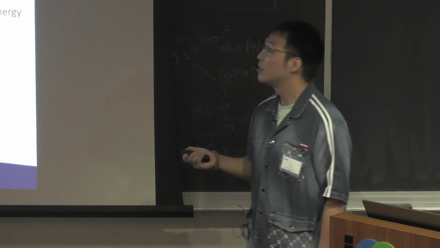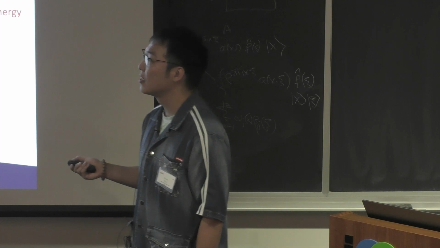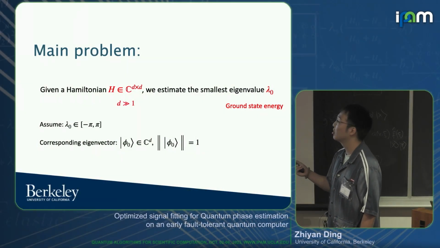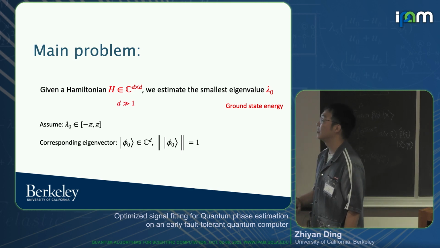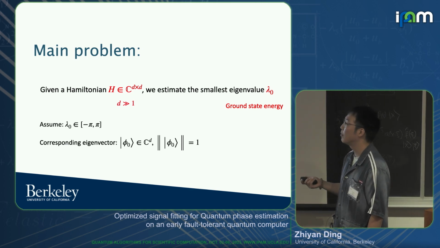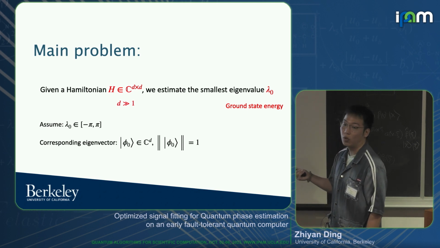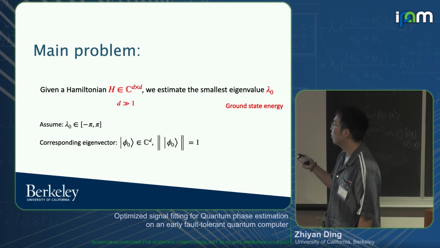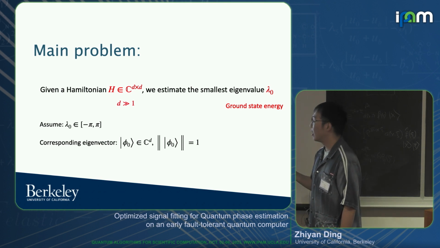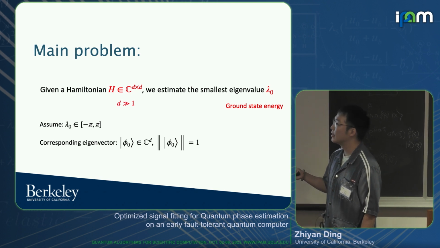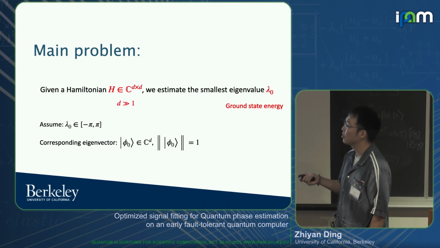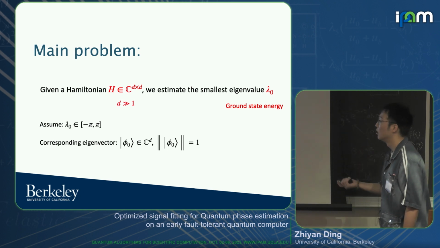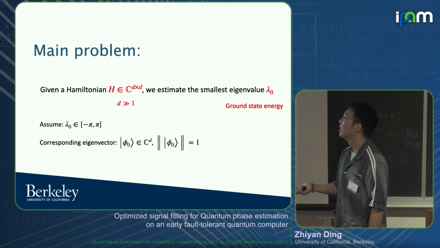For convenience, in the first part of my talk, I will mainly focus on the ground state energy estimation problem. This is a very popular topic in quantum computing. Essentially, we have a Hamiltonian H, which is a very large Hamiltonian. We want to estimate its smallest eigenvalue, lambda 0, and we often call it the ground state energy. For simplicity, I assume lambda 0 belongs to minus pi to pi, and I also assume its eigenvector is phi 0, which is normalized. This is a very standard problem setup.